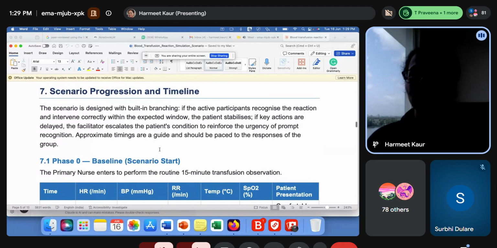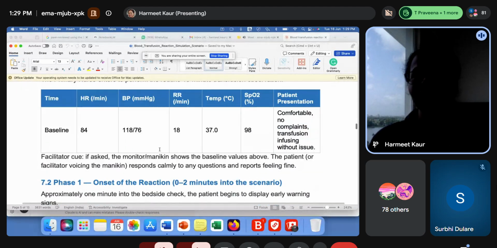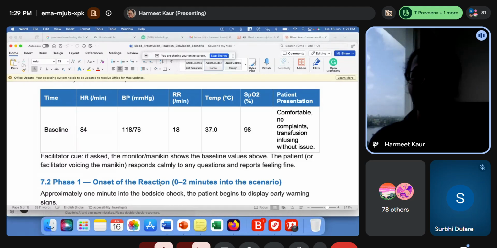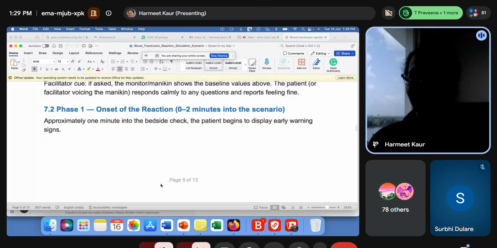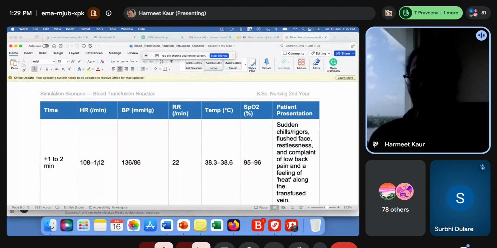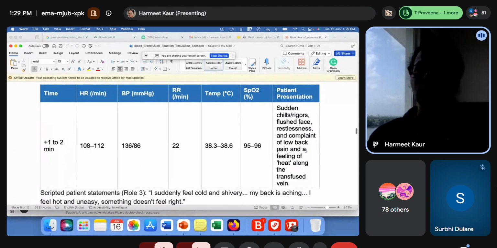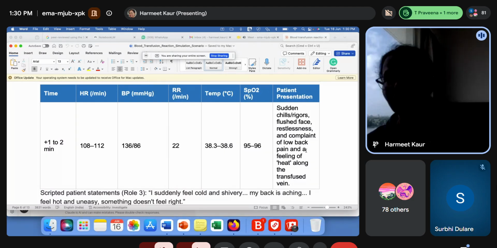And then scenario, progression, and timeline. This is given, what will be done at the baseline. Then in phase 1, at 2 minutes into the scenario, you will say that the patient's heart rate is going up, BP is going up, respiratory rate is this, temperature is this. Then the patient will suddenly say, oh, I'm having chills, and a red face, and then the patient says, mere back pain ho rahi hai, I'm not feeling well.